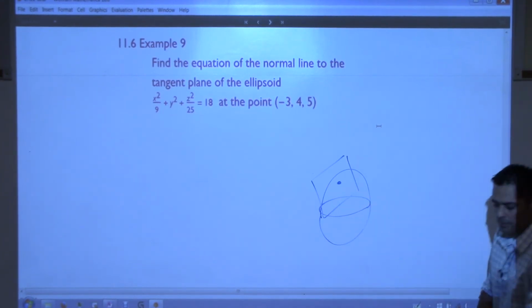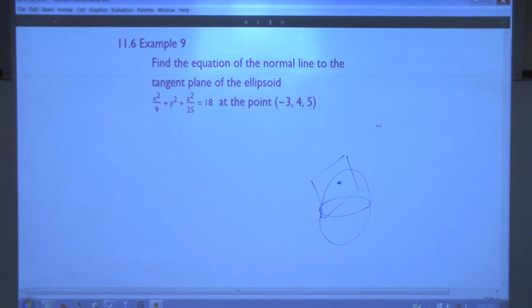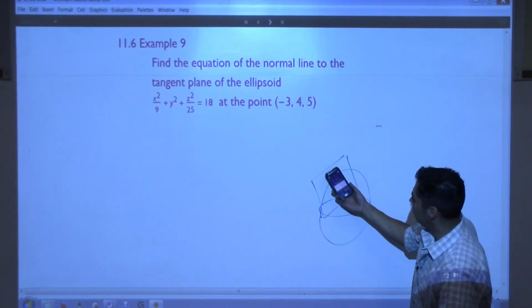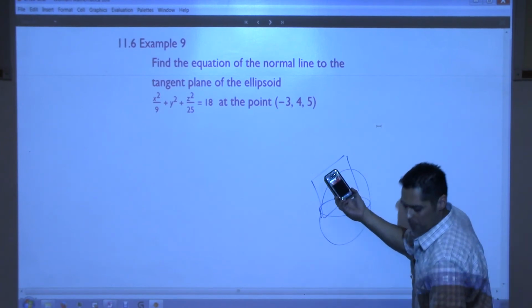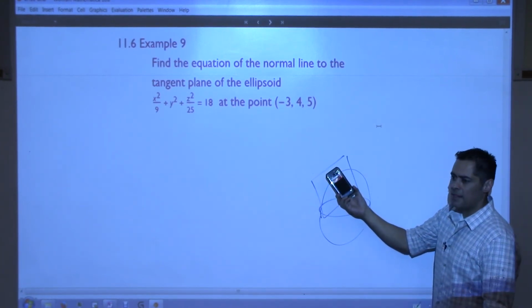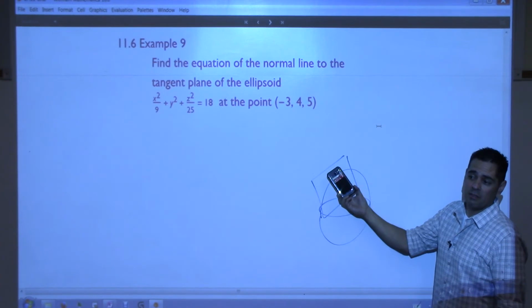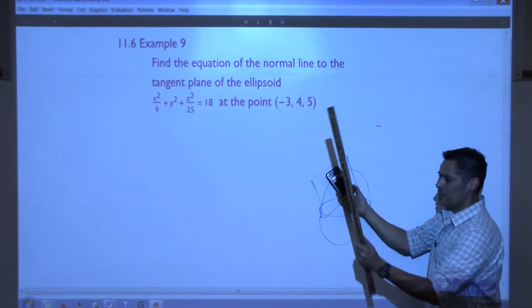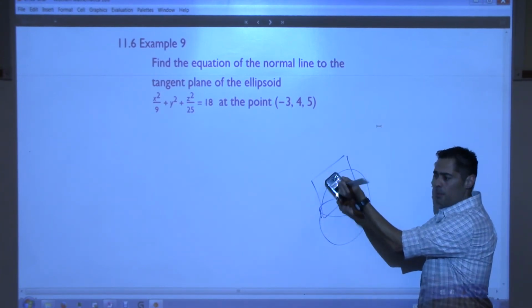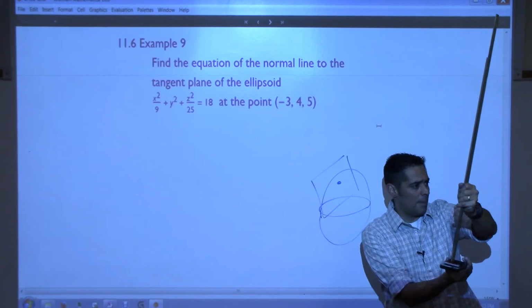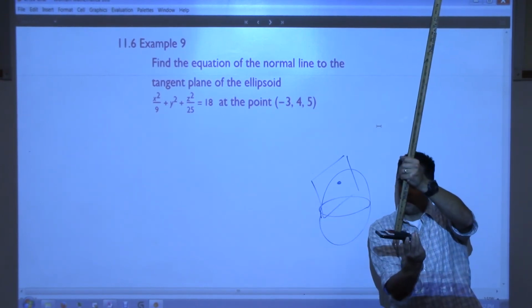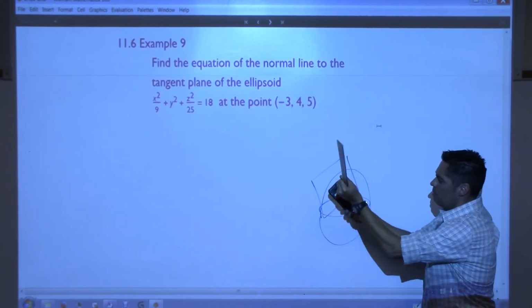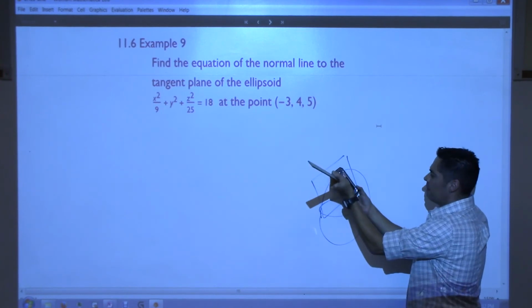Now what we want is for you to take that plane, right there, okay? Take that plane and give me the equation of the line that is normal to the plane. Now what we mean by that is the line that is perpendicular to the plane, that pops out of the plane, normal meaning perpendicular. So what's the equation of this line?